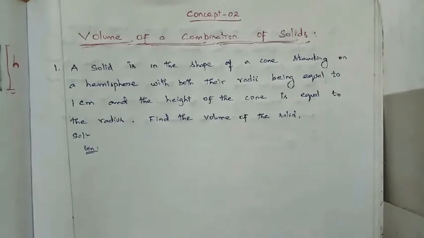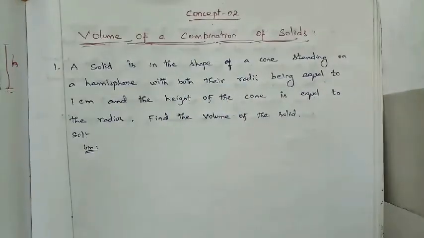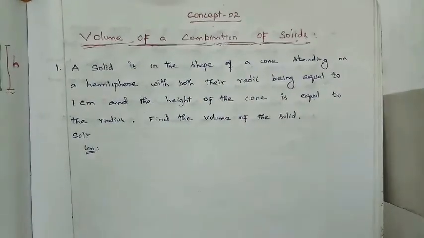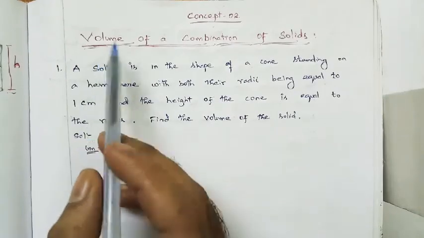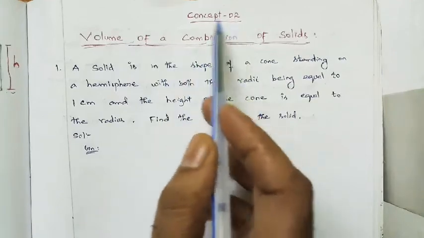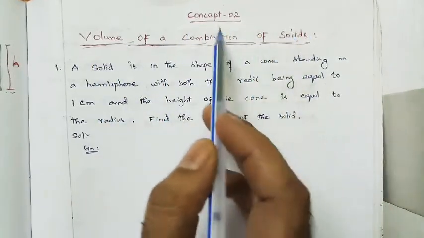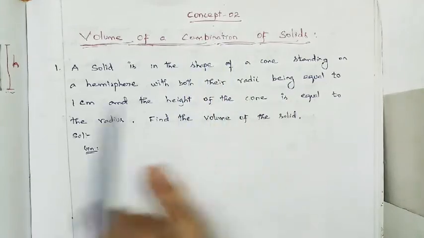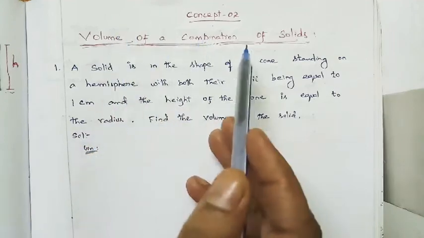Hi students, today we are going to see concept 2. Already we have discussed. Concept 2 is nothing but the volume of a combination of solids. I told you that our combination means more than one solid, and we are going to find the volume of a combination of solids.